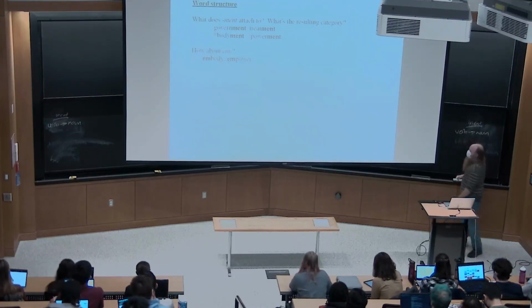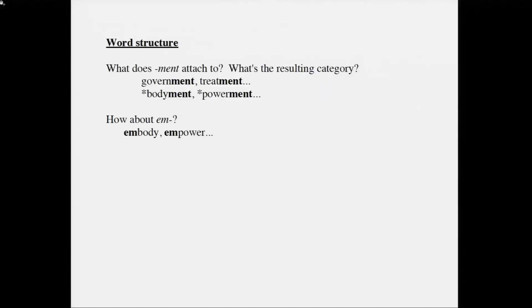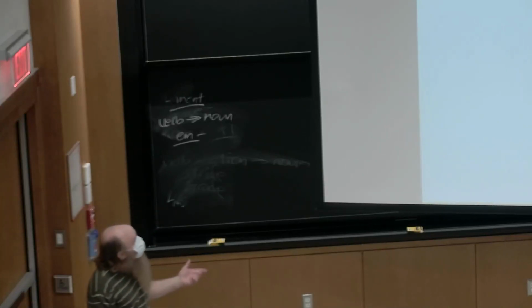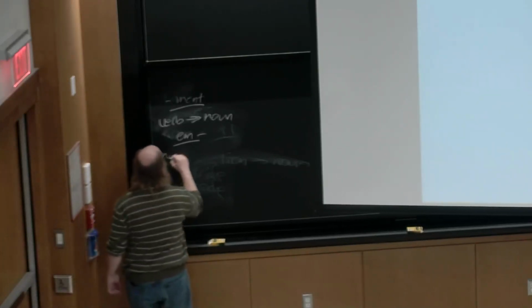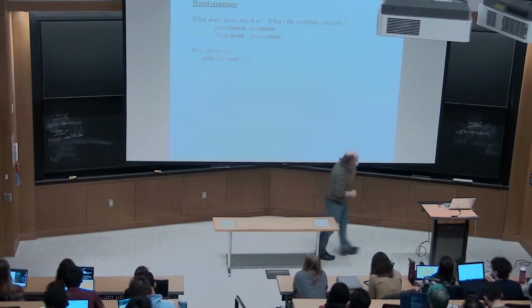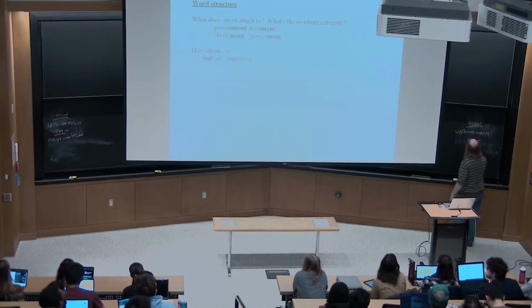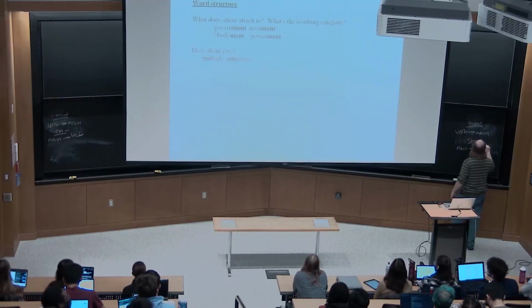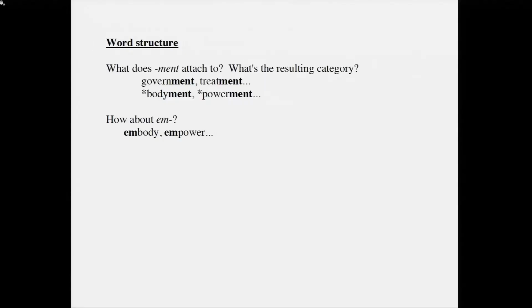Okay, cool. Now, how about the prefix em, as in embody and empower? What does em attach to, and what does it create? Attaches to nouns and makes them into verbs. Aha. Em attaches to nouns and makes them into verbs. Okay, cool.